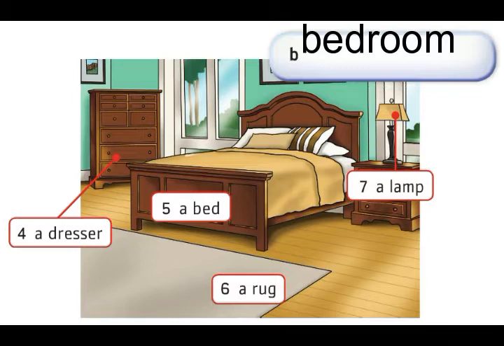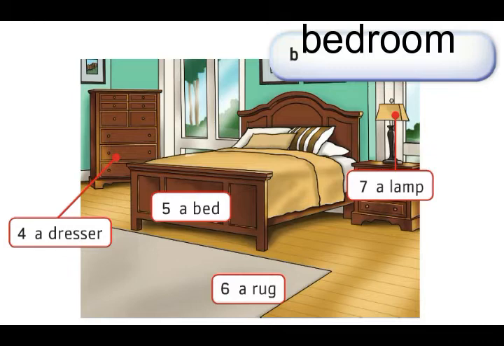Number 6, rug. A rug is something that you put on the floor. It's something that we can use for decoration of the place. Maybe we usually have it to be more comfortable in the place. That is a rug. We usually put it on the floor. And let's go to the lamp. Number 7 is lamp.